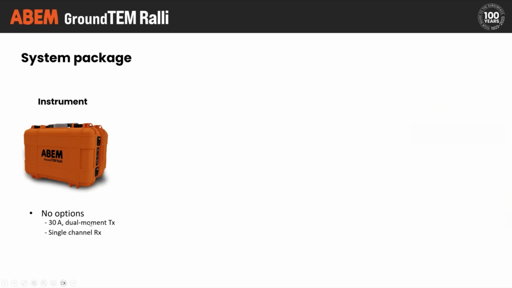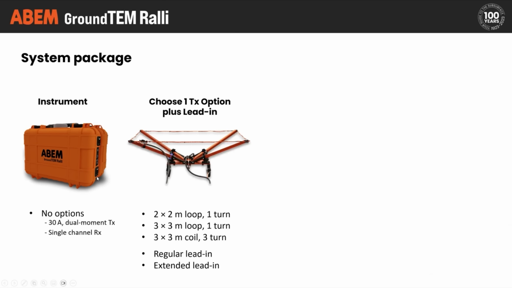When a customer comes to buy this, then we will likely ask them which options they would like. With the instrument, it's pretty easy. There's just one instrument. It's the 30 amp dual moment transmitter with the single channel receiver. So that bit, nice and simple, same every time. But the big choice to make is the transmitter configuration. There are three primary choices. That is a 2x2 single turn loop, a 3x3 single turn loop, and a 3x3 3-turn coil.